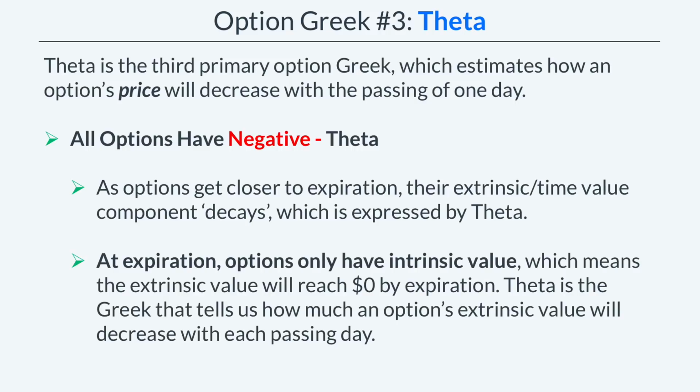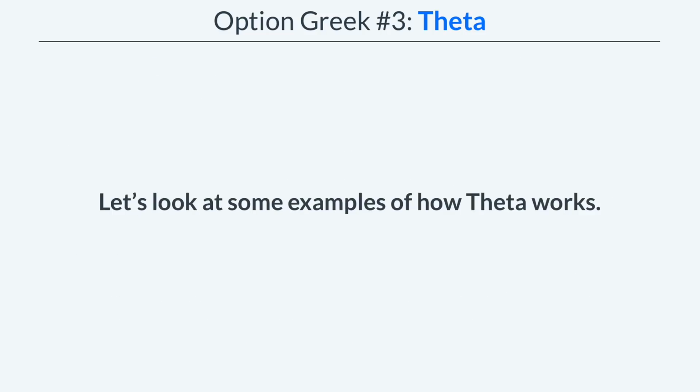At expiration, options only have intrinsic value remaining, which means the extrinsic value will reach $0 by expiration. So theta is the Greek that tells us how much an option's extrinsic value is expected to decrease with each passing day. So let's go ahead and look at a visual example to see how theta works.